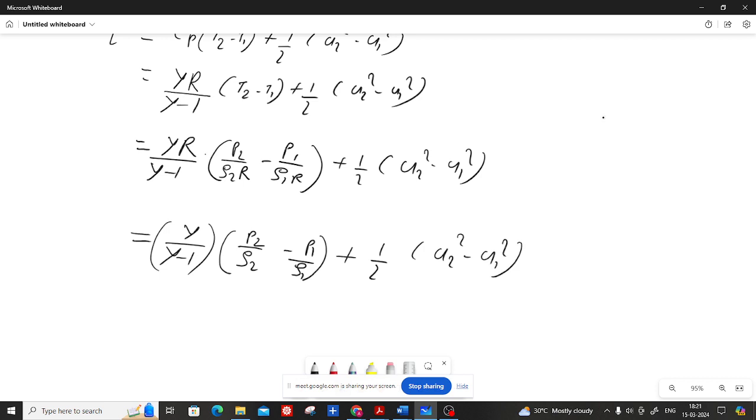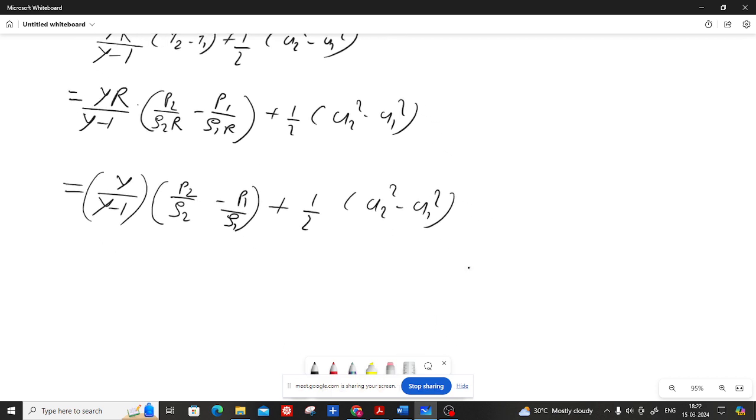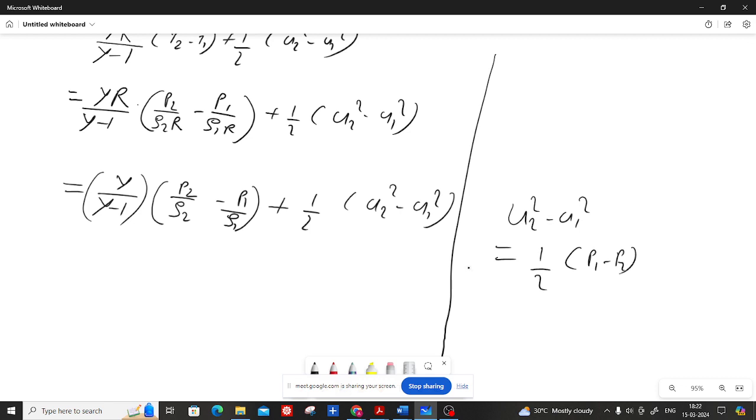So there is a relation for U2 square minus U1 square. In that course, sir has given one relation: U2 square minus U1 square is 1 by 2 into (P1 minus P2) into (1 upon rho 1 plus 1 upon rho 2). So you just substitute this value, and you will get this.